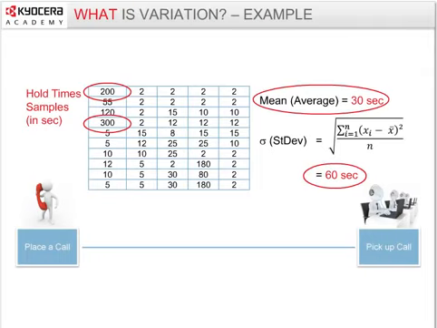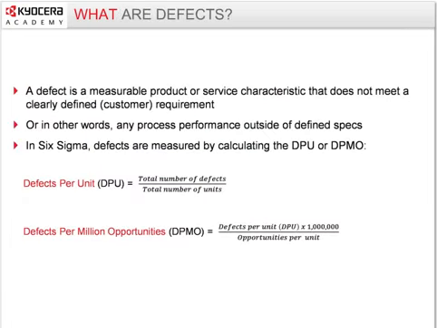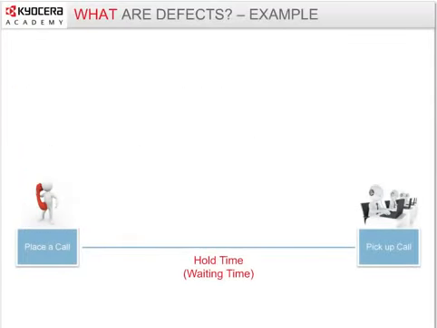Now, that we have answered the question of what is variation, we need to clarify the term defect, within the scope of Six Sigma. A defect is a measurable product or service characteristic that does not meet a clearly defined customer requirement. Or in other words, any process performance outside of defined specifications. In Six Sigma, defects are measured by calculating defects per unit, or defects per million opportunities. Let's get back to our example case to better understand defects.